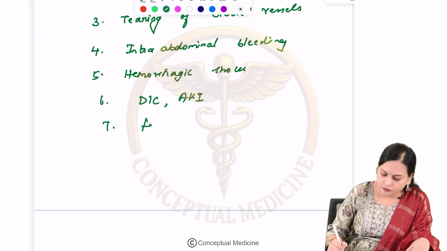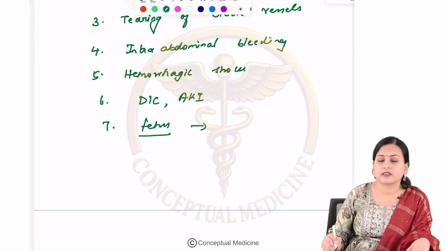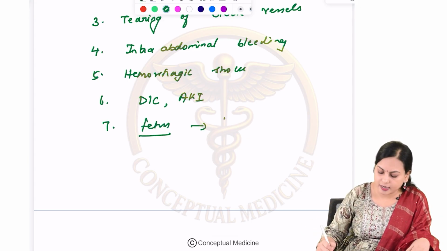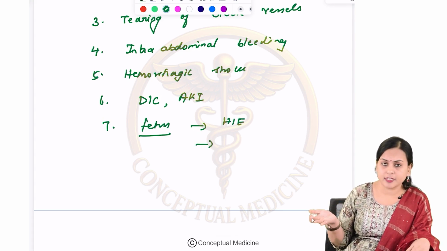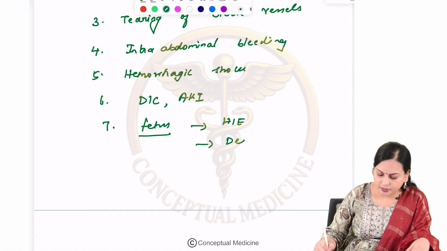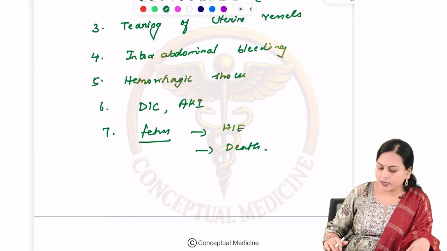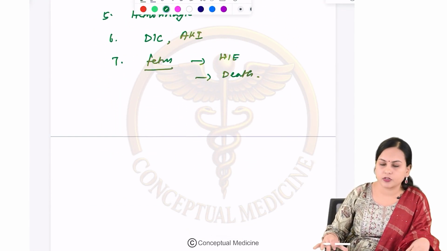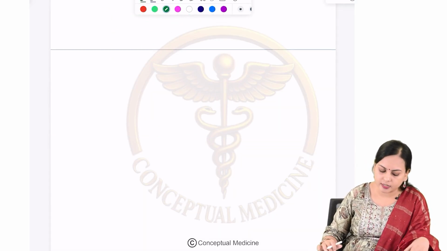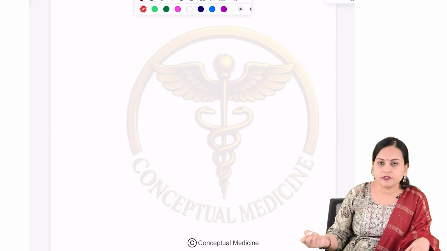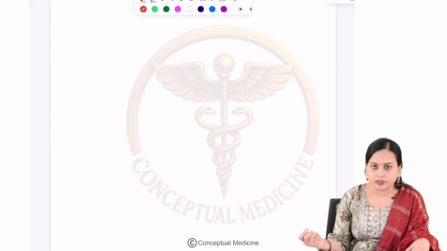and complications of shock like DIC, acute kidney injury can also arise. And then for the fetus also there is a higher risk of mortality, or there is a risk of hypoxic ischemic encephalopathy as well. Okay. And most of these conditions are also associated with maternal morbidity and mortality. Clear?